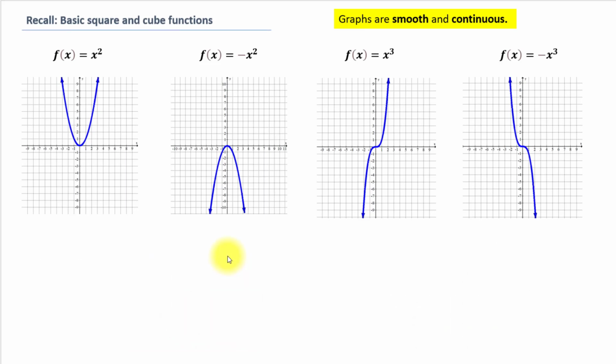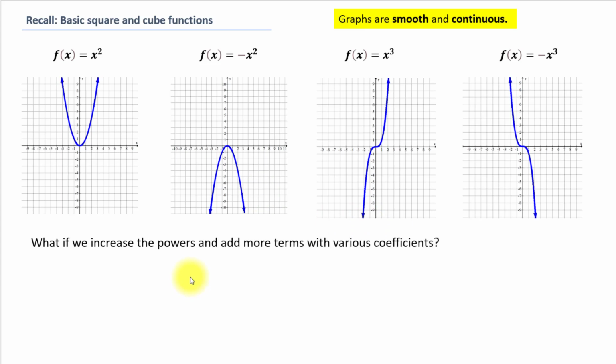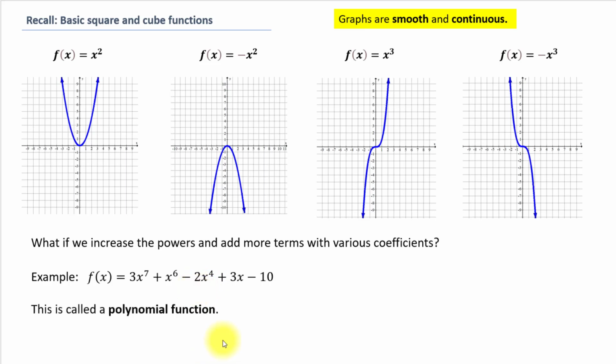Okay, so we analyzed the end behavior of the graphs of these four functions, and we also observed that they're smooth and continuous. And here's the question. What if we increase the powers in these functions and add more terms with various coefficients? What kind of function and the corresponding graph will that be? And here's what I mean. What if we consider a function that has the highest power 7, it has more terms involving x raised to different powers and different coefficients? Well, that's going to be an example of a polynomial function.